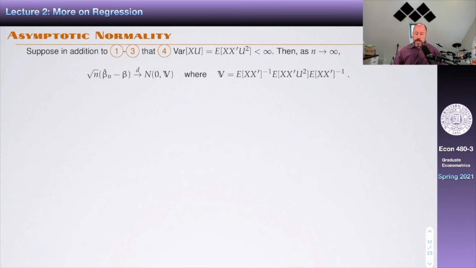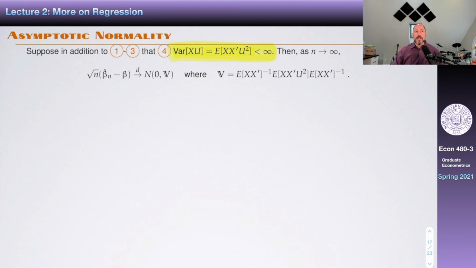So then we have asymptotic normality. For asymptotic normality, we need the main three assumptions that we described before, but we need to add a fourth one, and this is what I'm going to call assumption 4. Assumption 4 requires that the variance of x u, which you can write as expected value of x x prime u squared, is finite. Before, remember that I defined an assumption 4 prime, that was our homoscedasticity assumption. This is not saying anything like that. This is just saying that this variance is finite.